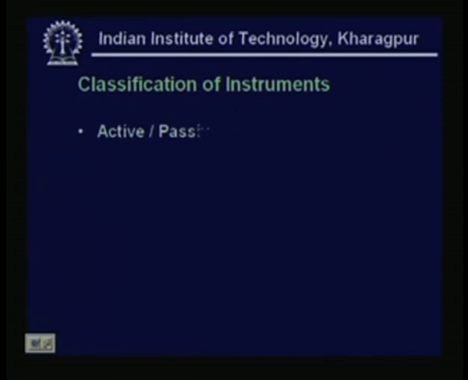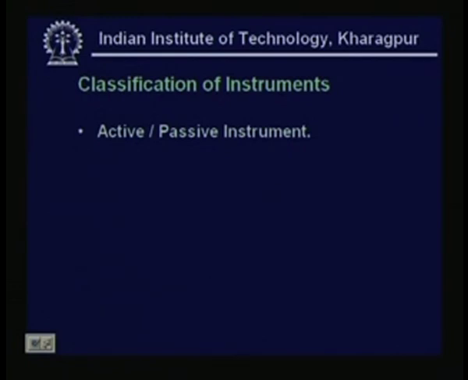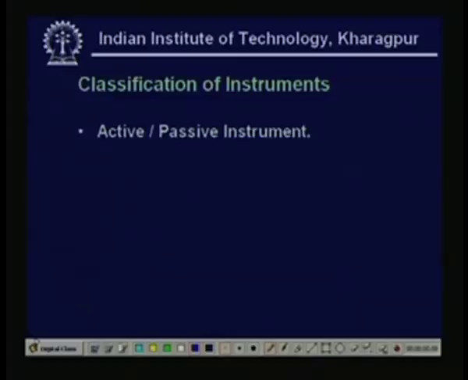Now, classification of instruments. Instruments can be classified into 4 different categories. It can have active and passive instruments. In the case of active instruments, you have displacement sensors or potentiometers. Suppose I have a displacement sensor, it looks like this.